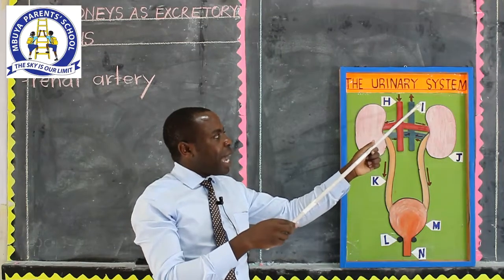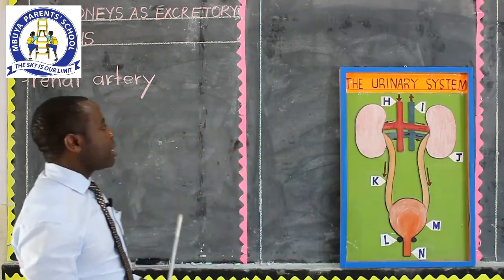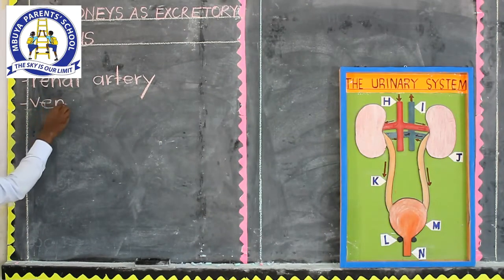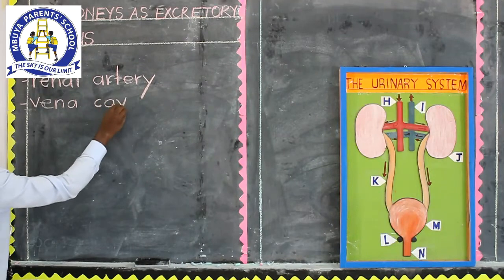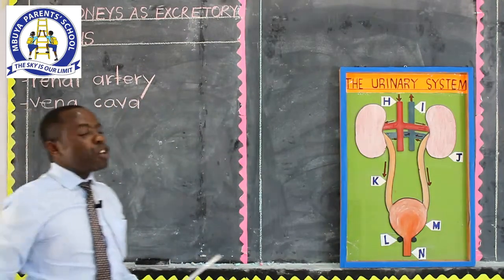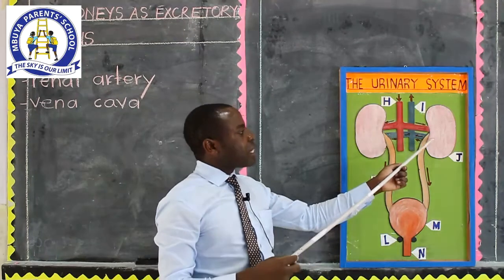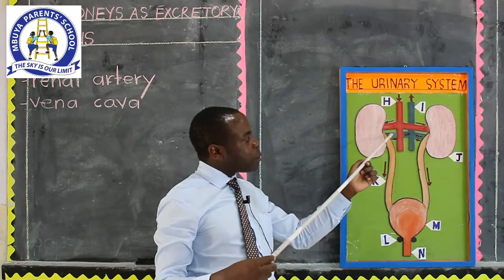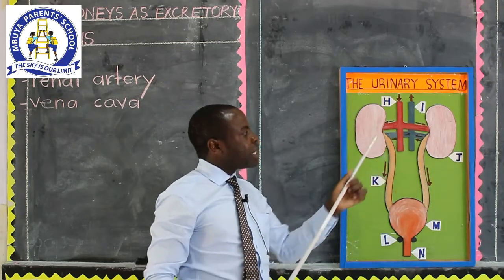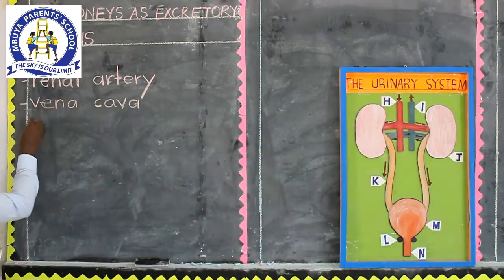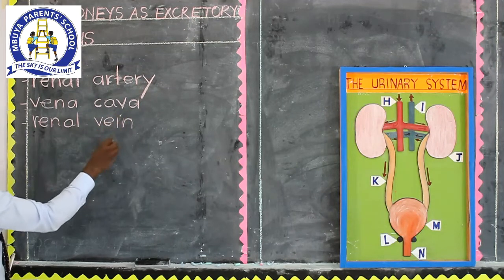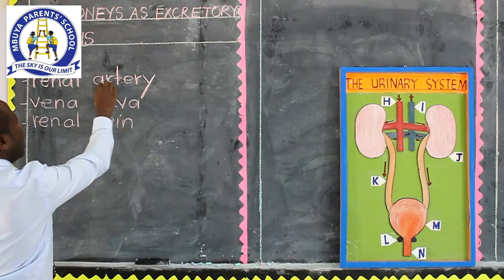So we have got part I, and part I is the vena cava. But the vena cava also has got two parts that carry blood from the kidneys. You see this part here and this part here, and this part is what we call renal vein. We have got vein and we have got artery.